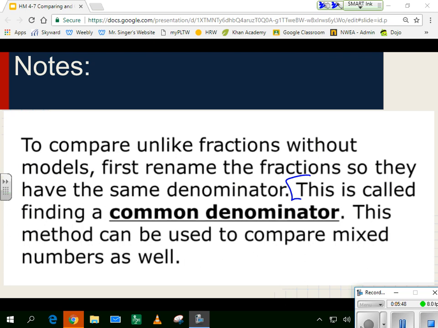This is a method that can be used to compare mixed numbers as well. Probably shouldn't put the bracket there. I want you to copy down that whole thing because the first part is the definition, and you could end here, but the other part says we can use this with mixed numbers like 3 and 2/4, stuff we learned in the previous lesson. Make sure the definition's down before moving on.